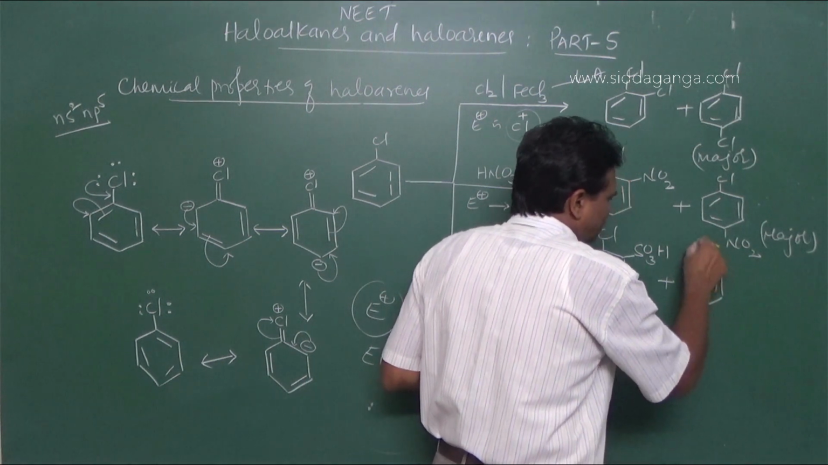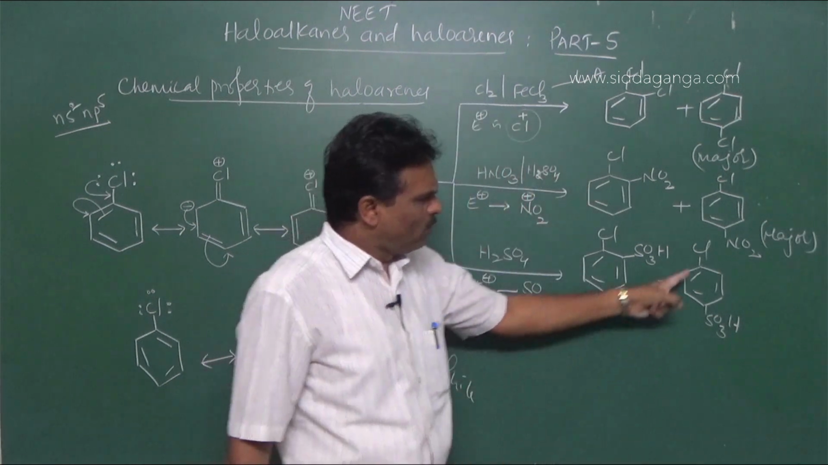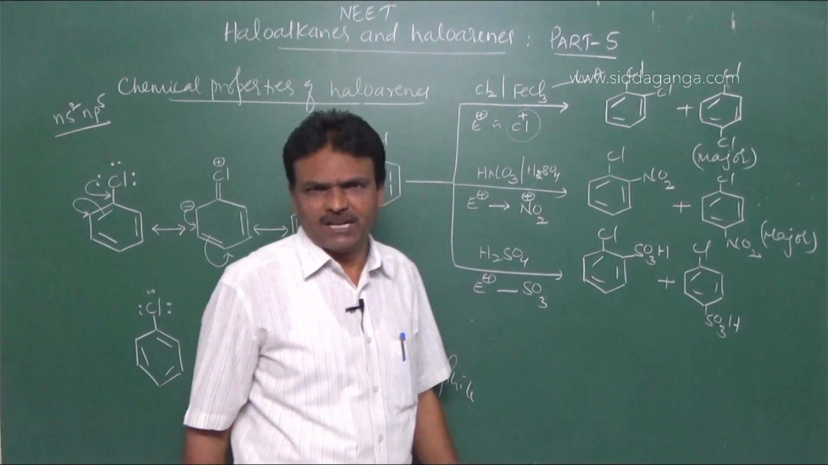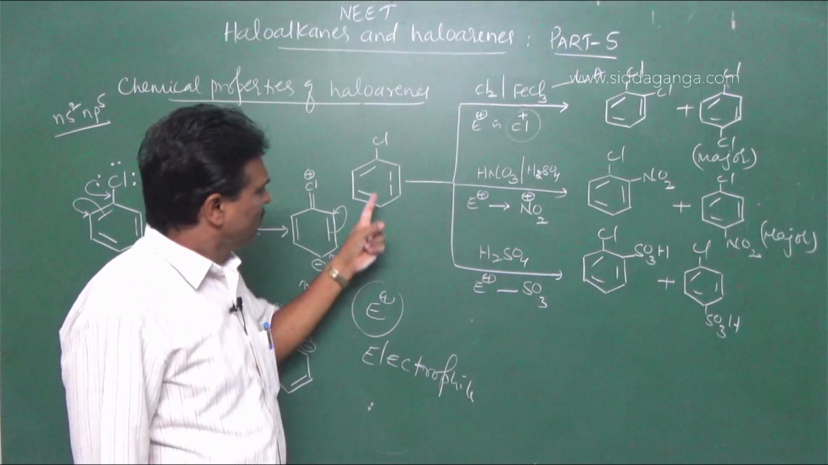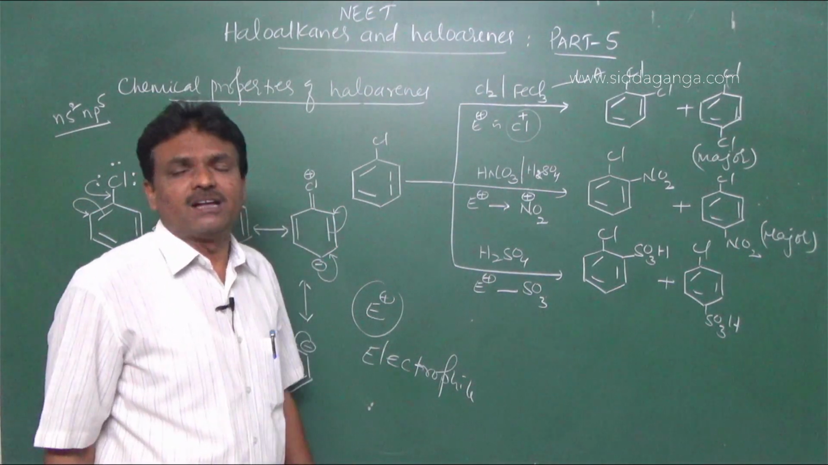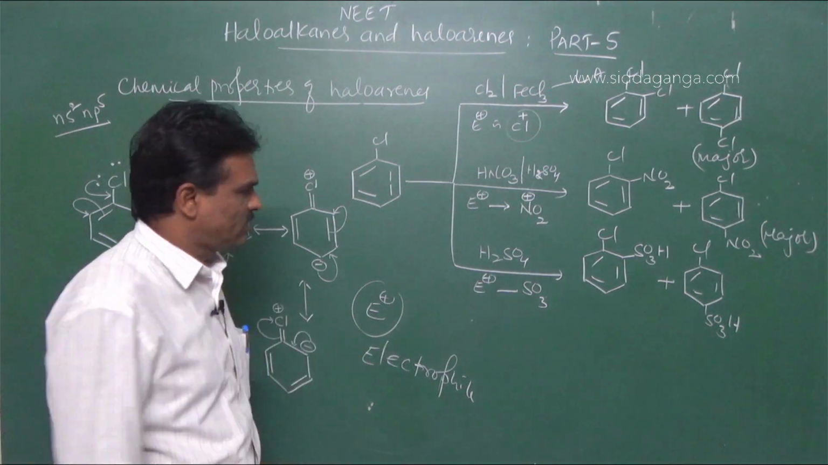parachlorobenzene sulfonic acid, or 4-chlorobenzene sulfonic acid. So these are the products formed when chlorobenzene is heated with concentrated sulfuric acid. The reaction is a sulfonation reaction.